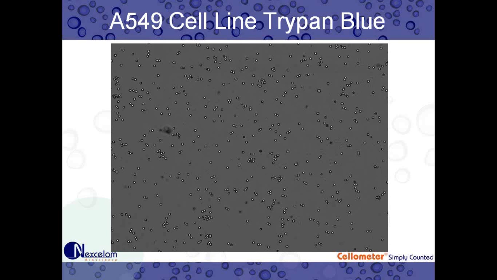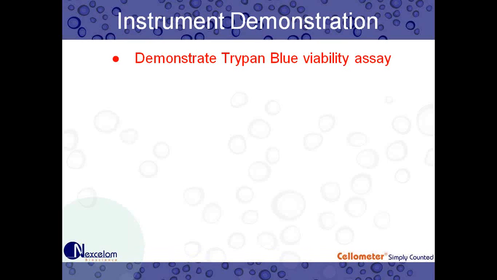And the next image is of the A549 cell line, and this was taken with a Cellometer Vision, which does not have a color camera, but we can clearly see that these dark cells are Trypan blue positive.